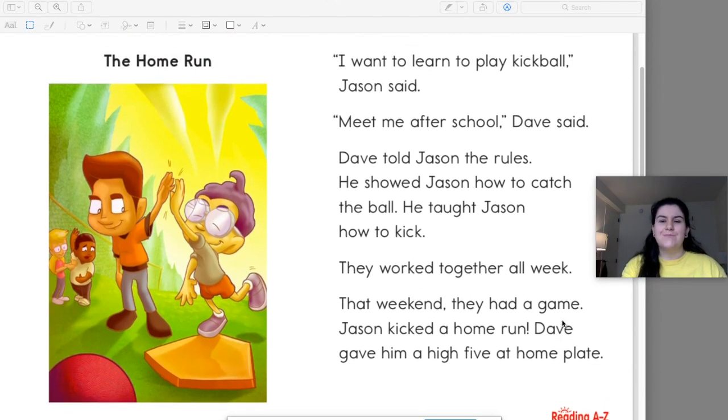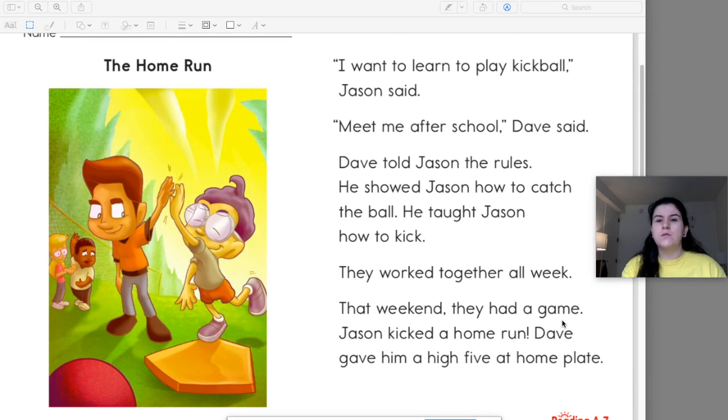Let me read it one more time to you guys. As I'm reading, I want you to think about these 2 characters, Dave and Jason, and start asking yourself, what words would you use to describe them?